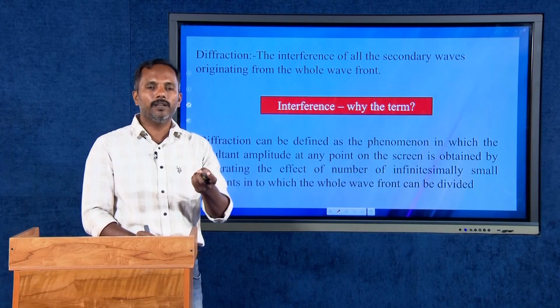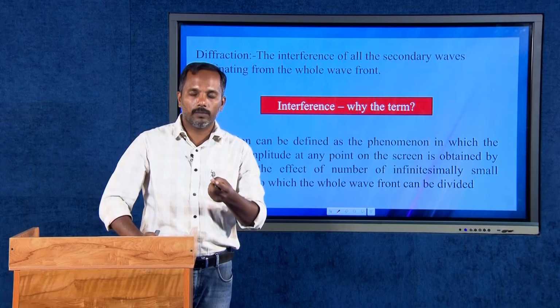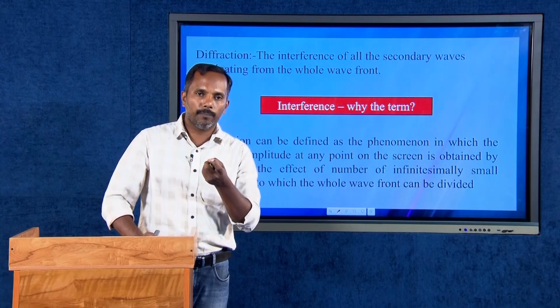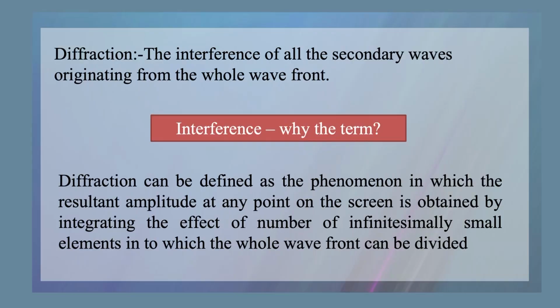But what is the main difference for a diffraction here? Now the diffraction can be defined as the phenomenon in which interference or superposition takes place, in which the resultant amplitude at any point on the screen is obtained by integrating the effect of a large number of infinitesimally small elements from the whole wavefront.